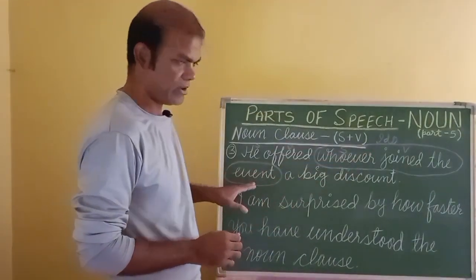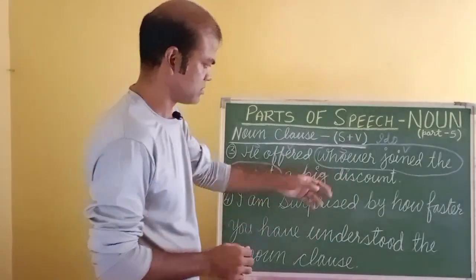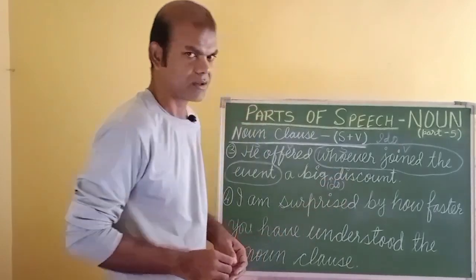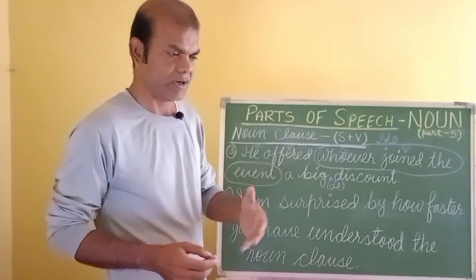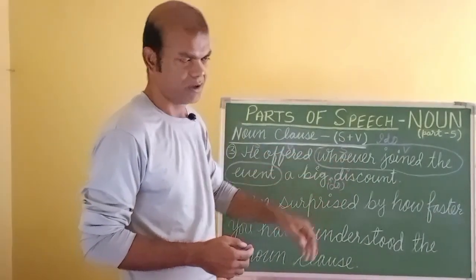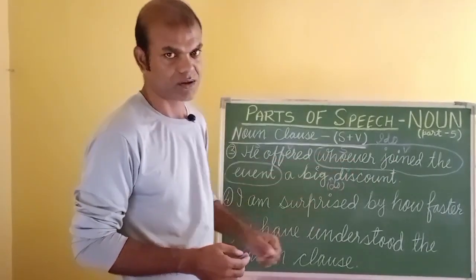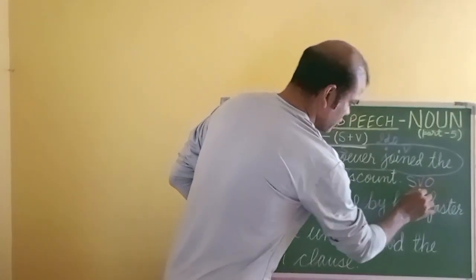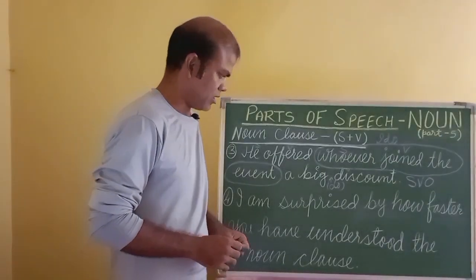Whoever joined the event, to them he offered a big discount. This is the object, direct object. Okay, so whoever, it can be a subject also in a noun clause. Now whoever, it is a conjunction, but in this sentence it is working as a subject. The subject of this noun clause is whoever. Okay, so we got the S, V and O, means subject, verb and object. Okay, now we'll go with the next one.